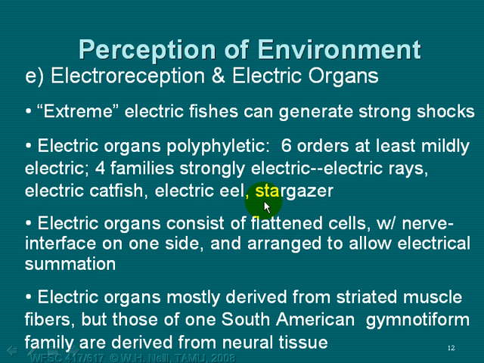Electric organs consist of flattened cells with a nerve interface on one side, arranged to allow electrical summation, so you can get a big charge like a capacitor when it discharges. And I'm thinking, and I may be wrong, but I think that the stargazer's electric organs are derived from neural tissue and all the others are muscular. So, that sort of thing leads you to think they came from different places. No. The gymnotiforms are derived from neural tissue. I've got it here. Electric organs are mostly derived from striated muscle, but one South American gymnotiform at least has that tissue from neural tissue.